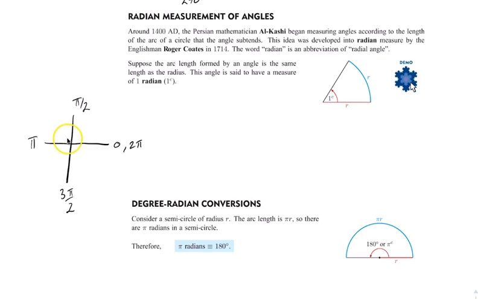And just like in degree mode, for all our angles, anytime it's a positive angle, we go up this way. Negative angles, we go down. So our angles are generally going like this.